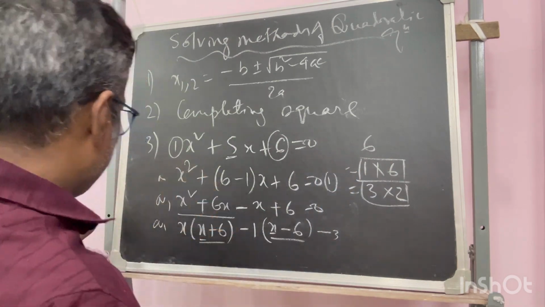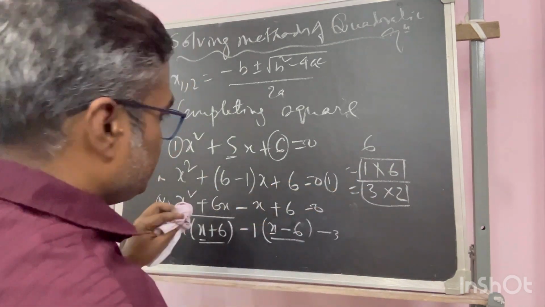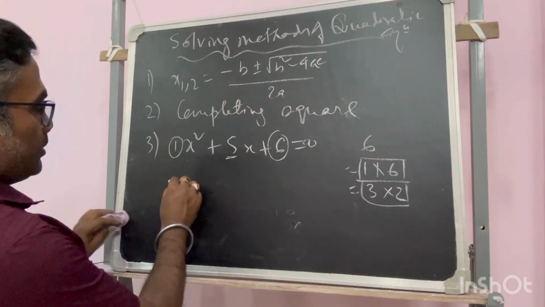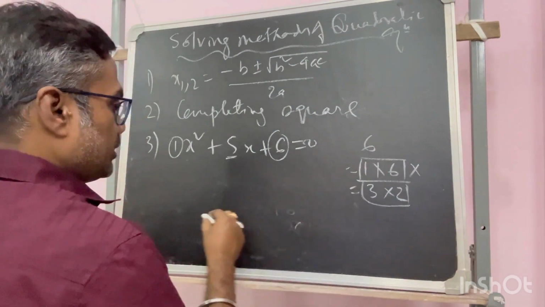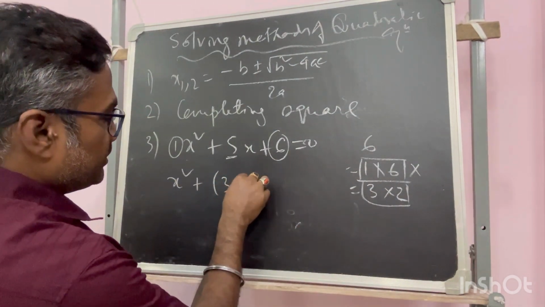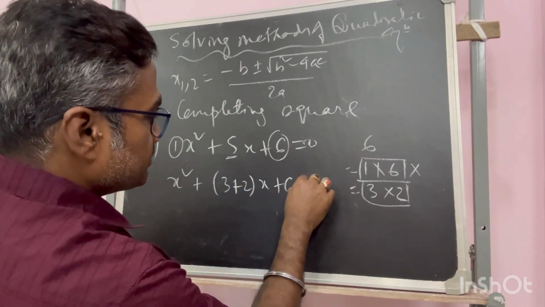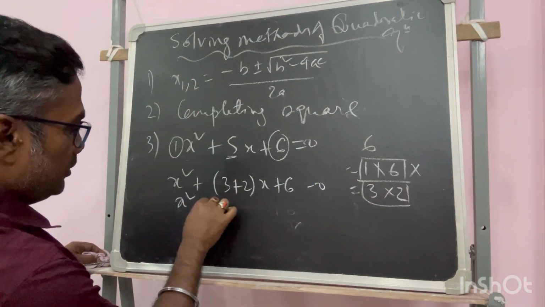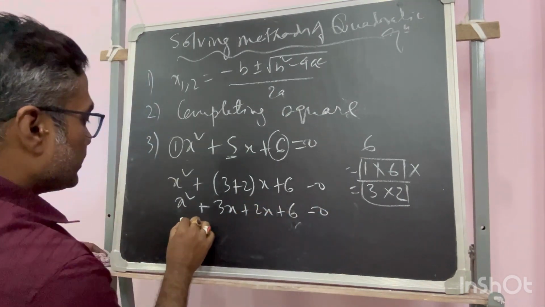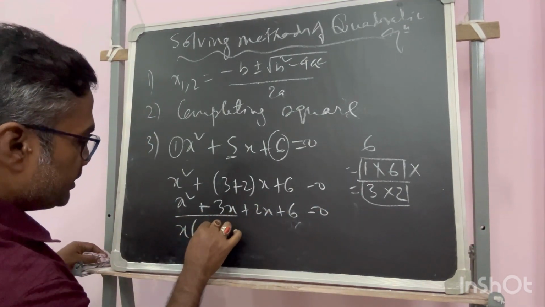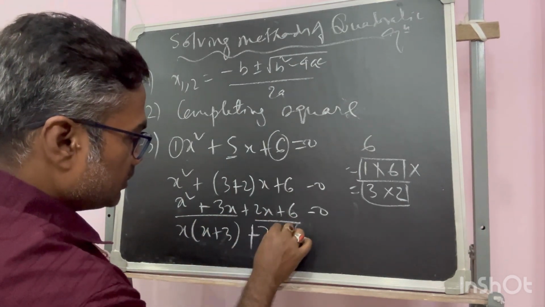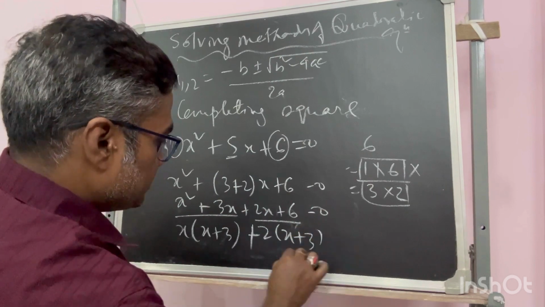Okay, now while you take the second choice, see how the thing will change. Instead of this one, I will choose the second one. x square, 5 can be written as 3 plus 2, into x plus 6. Now break it into two parts: 3x plus 2x plus 6 is equal to 0. Now out of these two terms I am taking x common, so x plus 3. Now out of these two I will take 2 common.